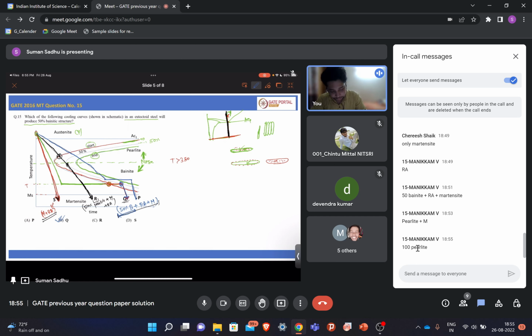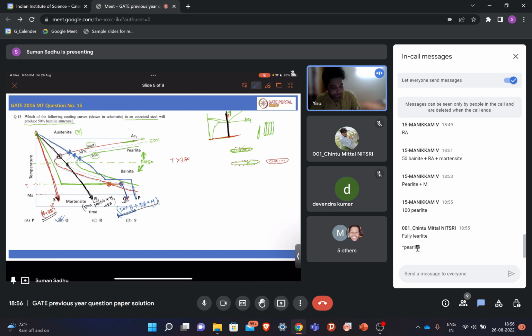Because when this curve is touching here, that means transformation is starting. Then the transformation is progressing. Here it will form 50%, and as soon as it touches this curve, that means 100% pearlitic transformation has occurred. So gamma is transformed 100% to pearlite. Then only the different fraction of alpha or cementite may change depending on the temperature, right?